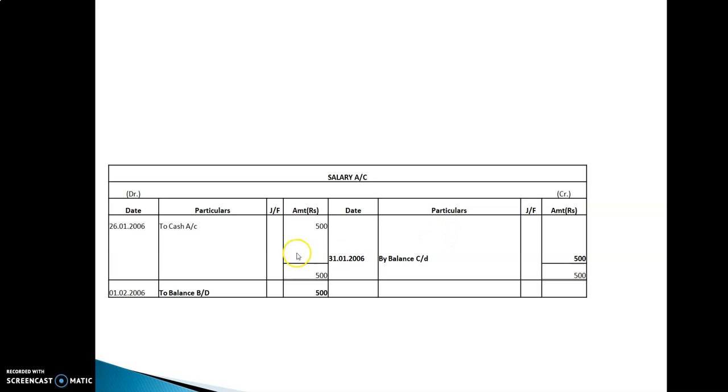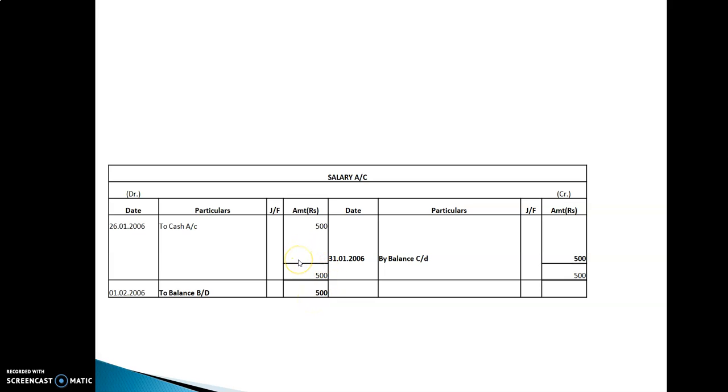Same way, we will total it. 500, 500. On the credit side, we have to balance it. Last date of the month, that is 31st January 2006, by balance c/d, and we have written 500. The closing balance of January will be the opening balance of February, that is 1st February 2006. It will be to balance b/d, 500.